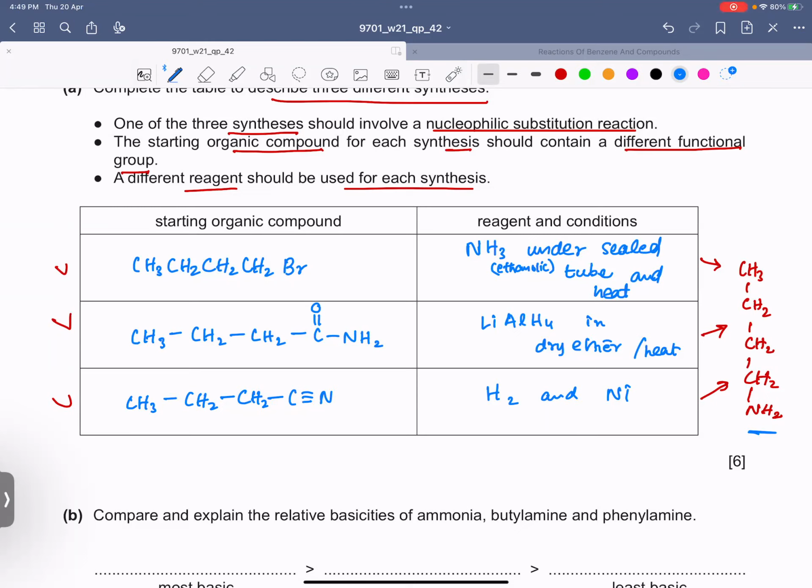Sir, can't we use NaBH4 in the second reaction? No, NaBH4 basically reduces carbonyls, aldehydes and ketones, not nitriles. So NaBH4 cannot be used.